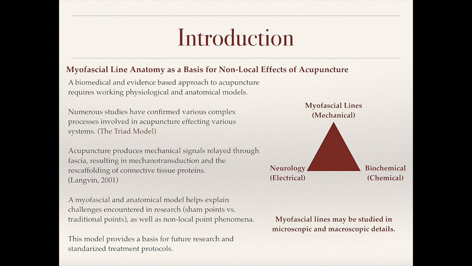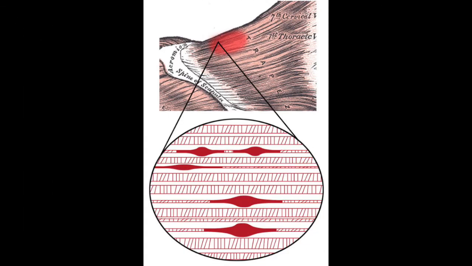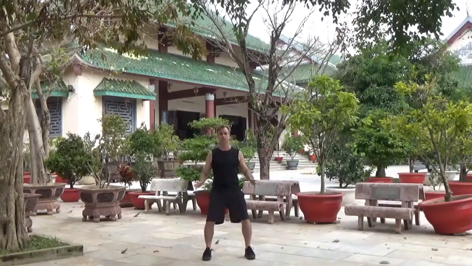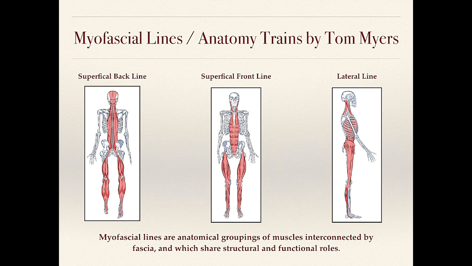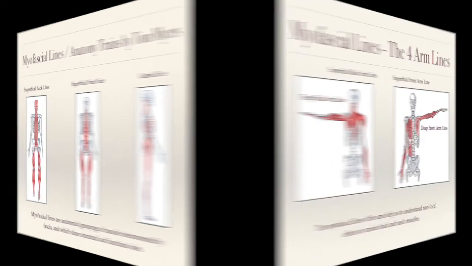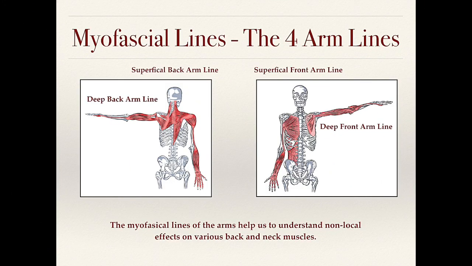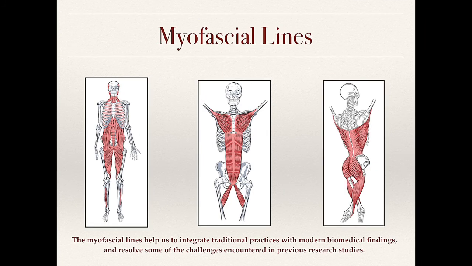The last point here reads, myofascial lines may be studied in microscopic or macroscopic details through physical movement, exercise, rehab, physical therapy, and yoga. Here again we see the myofascial lines, which are anatomical groupings of muscles interconnected by fascia and which share both structural and functional roles. Here we see the four myofascial lines of the arms, and these help us to understand non-local effects on various back muscles. Here we see some of the other myofascial lines, and these help us to integrate traditional practices with modern biomedical findings and resolve some of the challenges encountered in previous research studies.